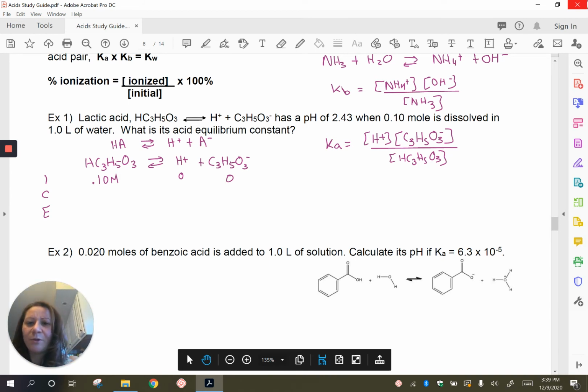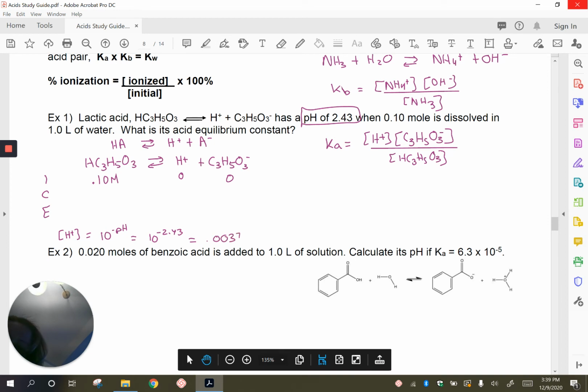The only other number I'm given is this. So how can this help me? Well, if I'm given the pH, maybe I can figure out what the H plus concentration is at equilibrium, right? So the H plus concentration is equal to 10 to the negative pH. So it is equal to 10 to the negative 2.43, which is 0.0037 molar. Now this is my H plus concentration at equilibrium.